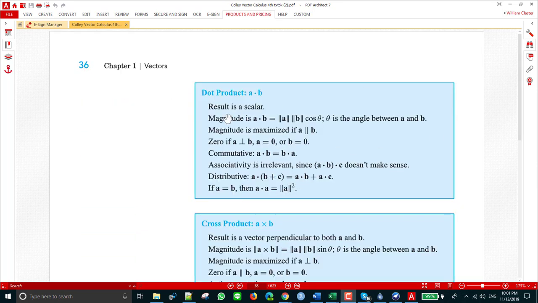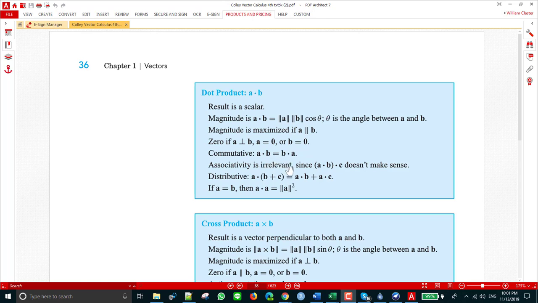So reviewing, the dot product is a scalar. The formula has a cosine in it. The magnitude is maximized when they're parallel to each other. If they're perpendicular, then it's 0, right? Or, of course, if A or B is 0, then it's also 0. A dot B does equal B dot A.